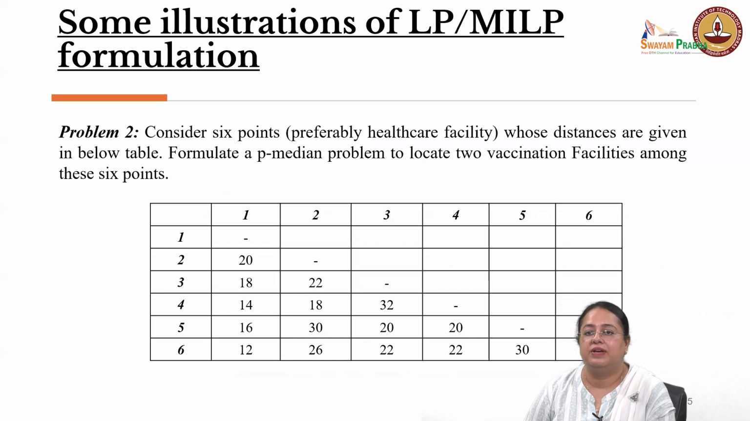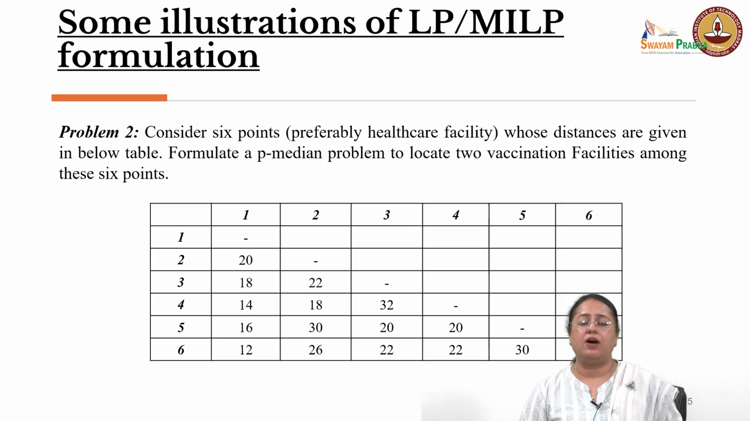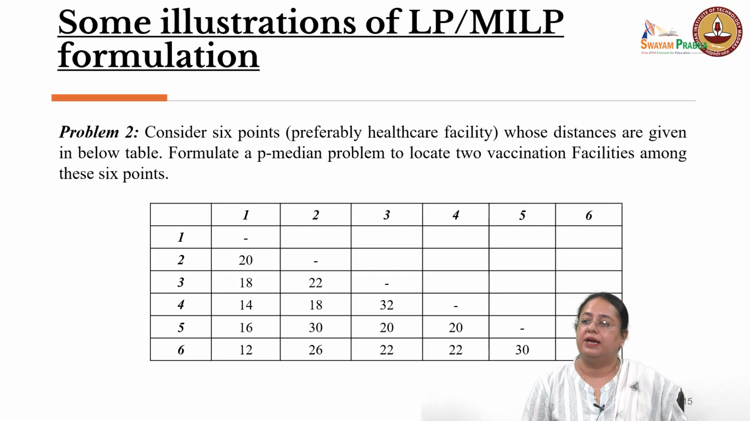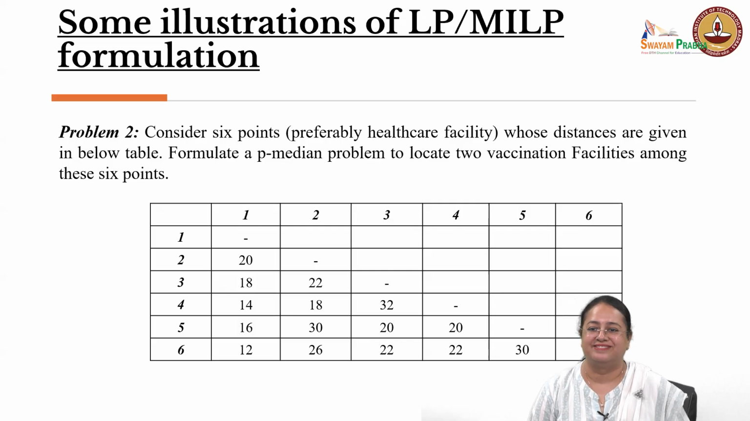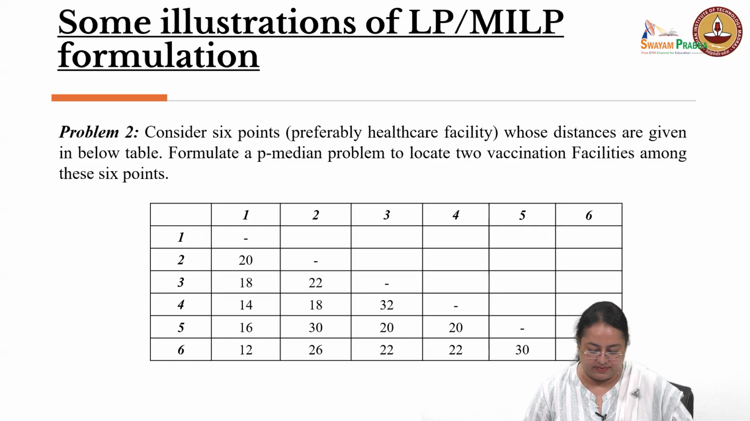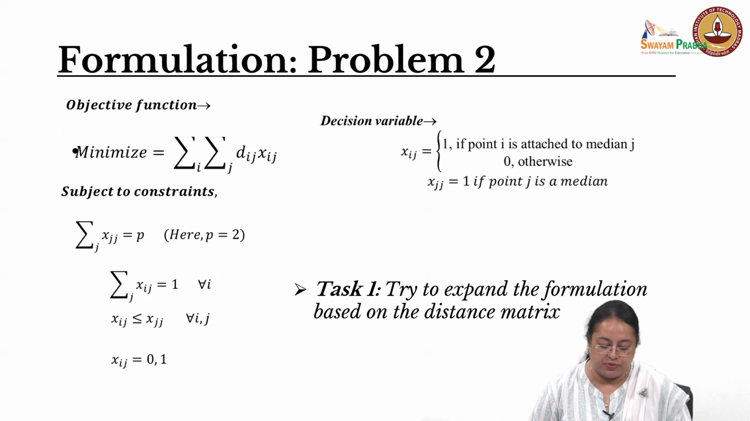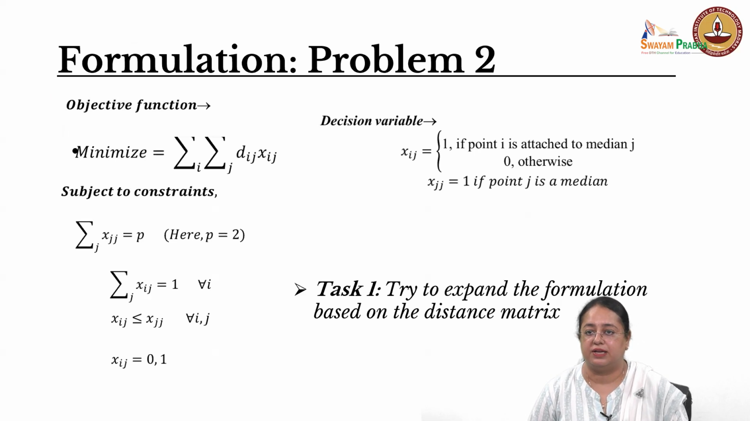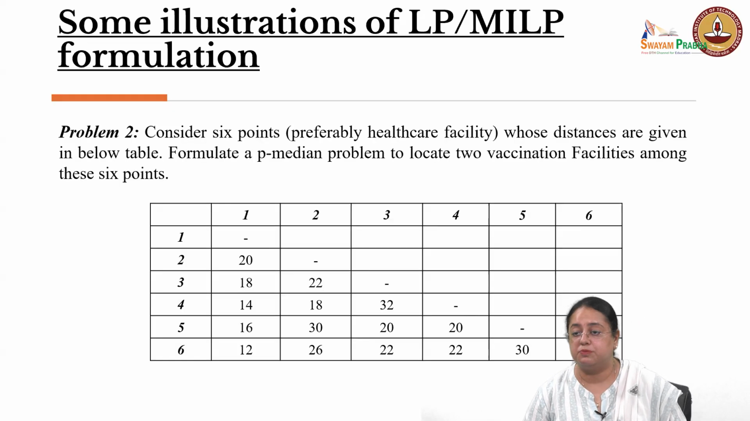Okay. We have 6 points whose distances are given. Okay. And we want to locate 2 vaccination facilities. Now, here I know a priori how many facilities I want, right? But now which ones I don't know. Okay. Again, a similar problem. Right? You see here? Now you will tell me the difference, what we are trying to do here. Okay. So here I know there are 6 potential sites.